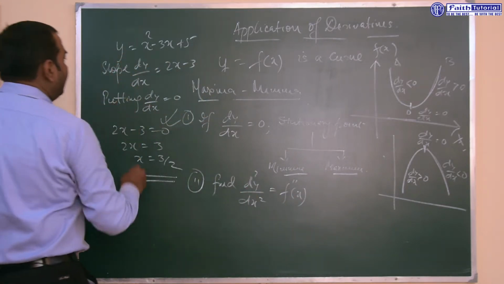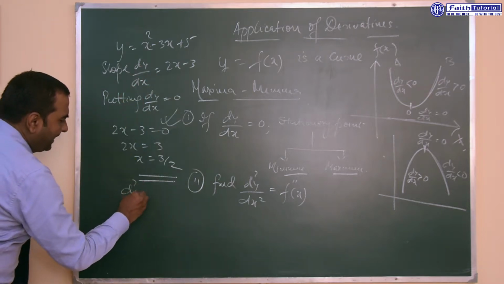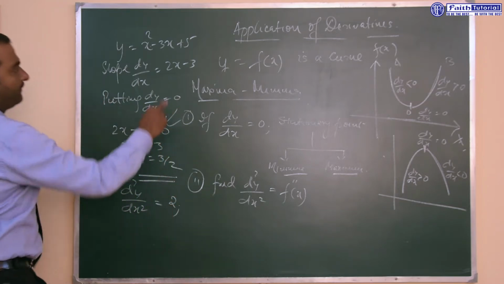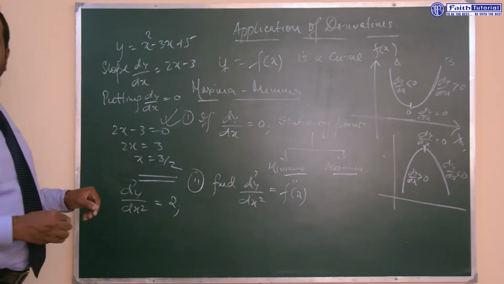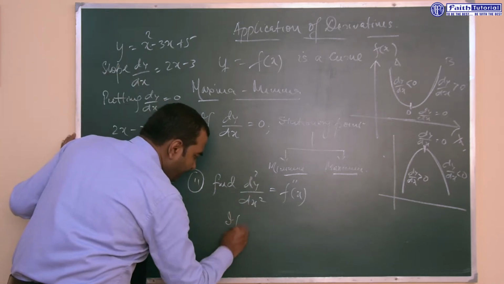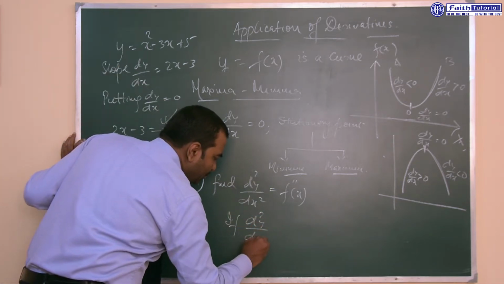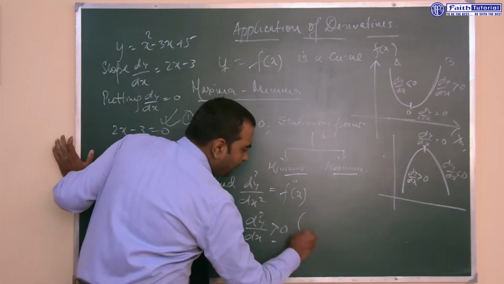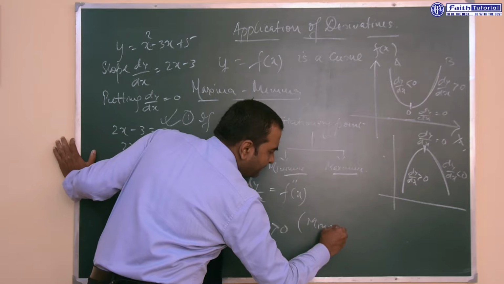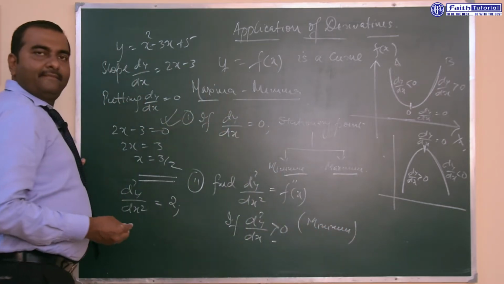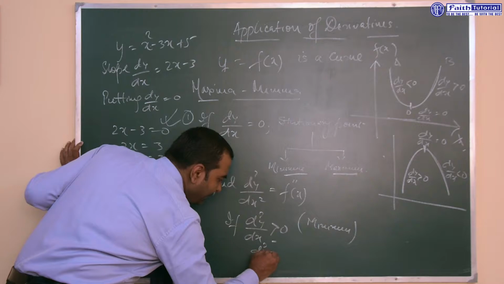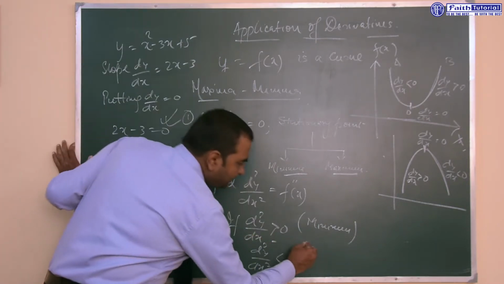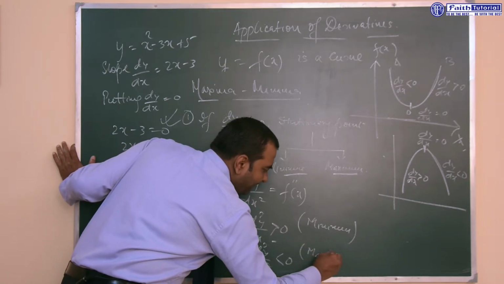That means from here d2y by dx2 will be 2, the differentiation of dy by dx. Now if d2y by dx2 is greater than 0, the point is termed as the minimum point. And if d2y by dx2 is less than 0, the point is termed as the maximum point.